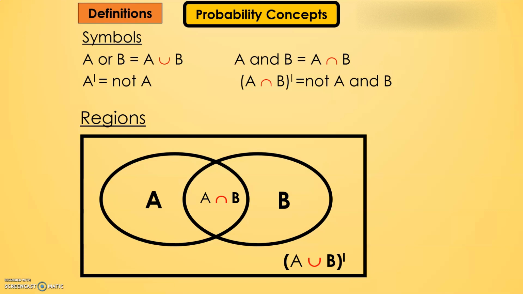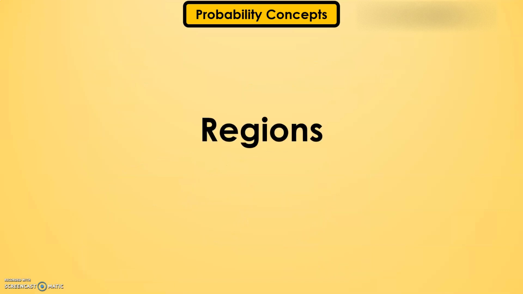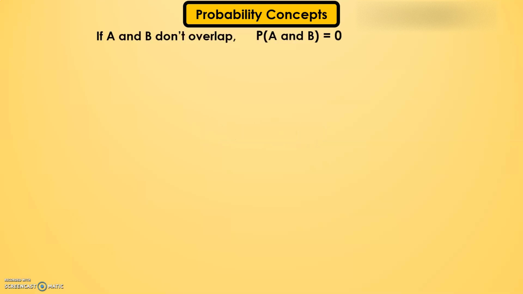So there are those sections, and some more of the symbols and things like that. We'll become more familiar with them the more we do them. So being able to label the regions is really important.